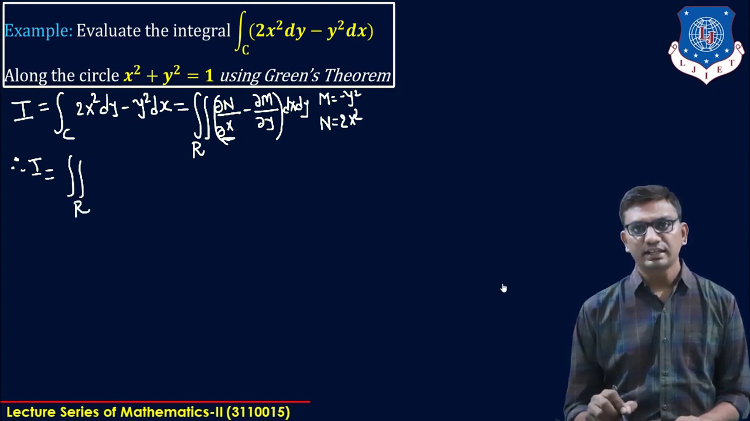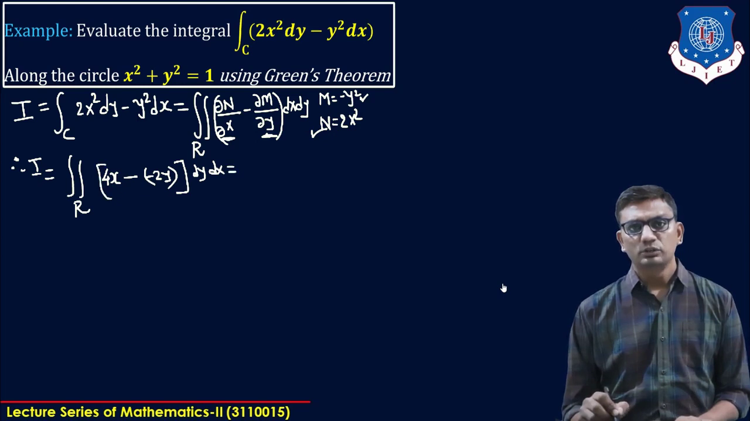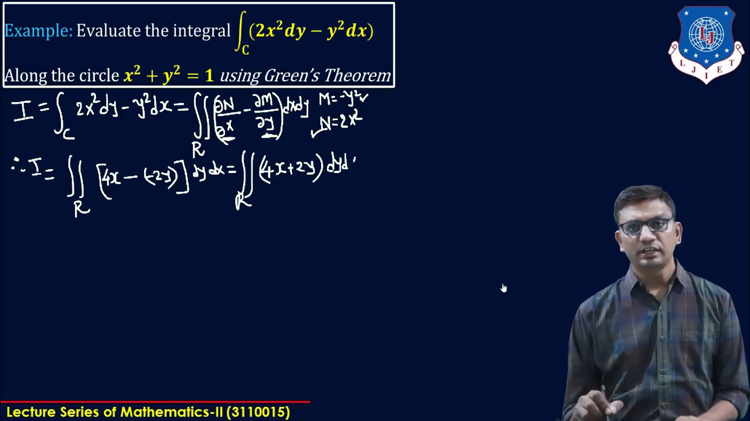Here del n by del x is coming from 2x square, so it is 4x. It is the partial derivative of 2x square with respect to x, and del m by del y is coming from minus y square, because m is minus y square, so it is minus 2y. So after putting the values of del n by del x and del m by del y, we have a double integration over the region R of 4x plus 2y dx dy.